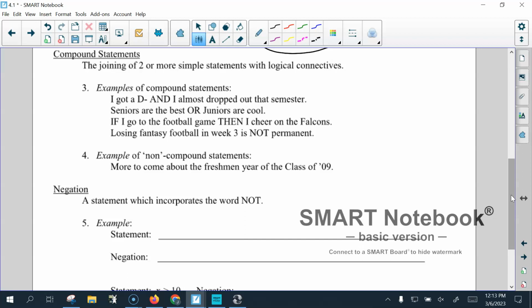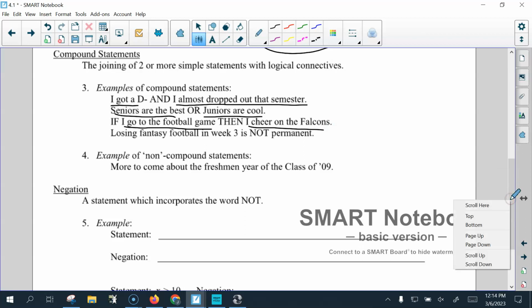So example, I got a D minus. So that's one statement. And I almost dropped out that semester. Okay, those are two statements combined by an and. Seniors are the best. Or juniors are cool. Okay, two statements joined together by an or. If I go to the football game, okay, I go to the football game is a statement. Then I cheer on the Falcons. I cheer on the Falcons is a statement. Losing fantasy football in week 3 is not permanent.